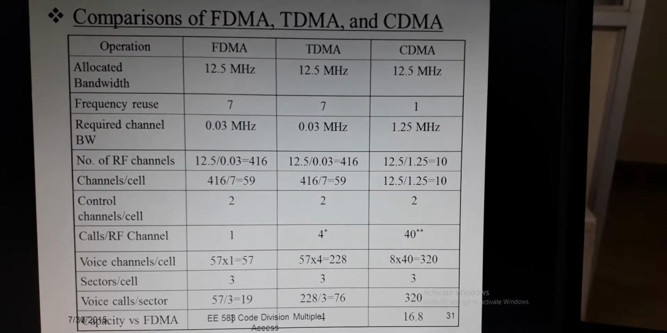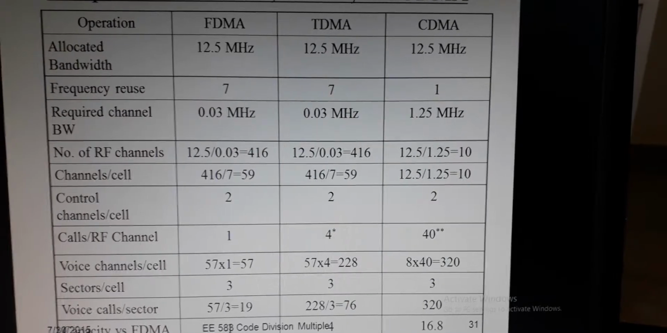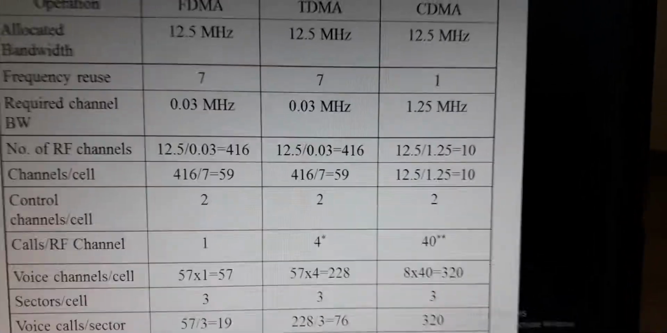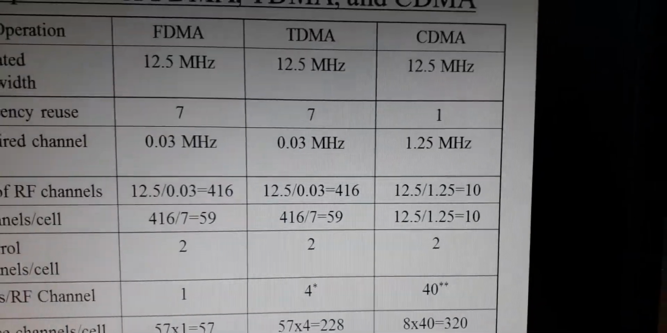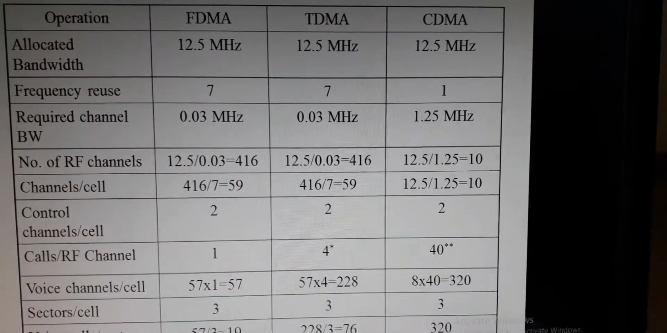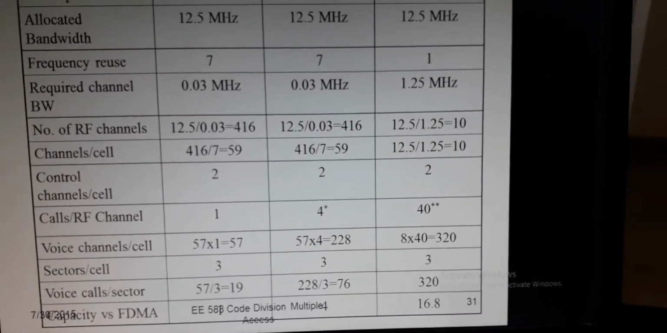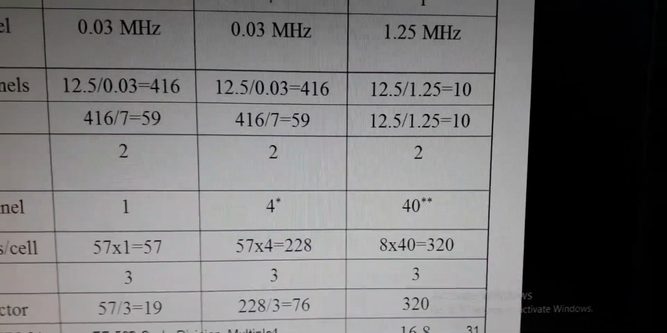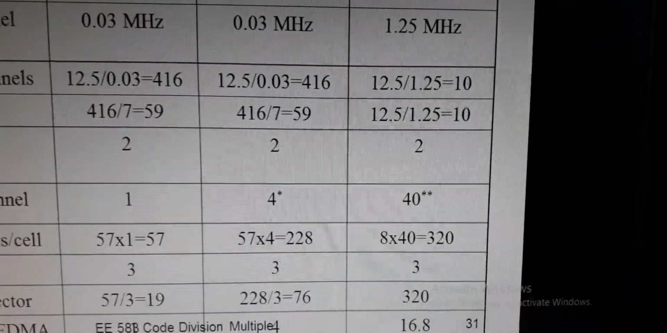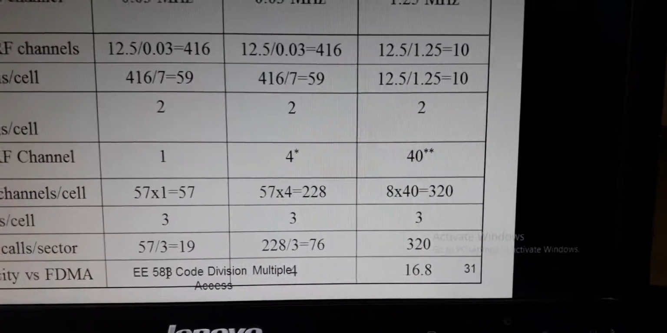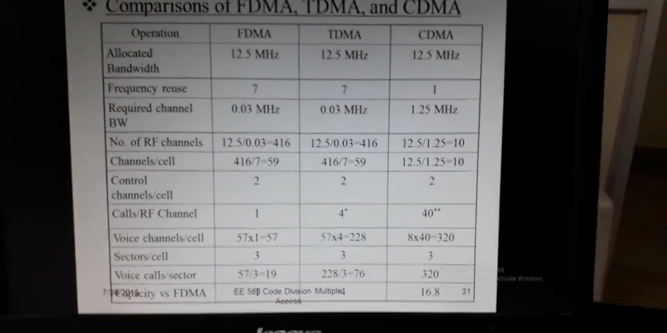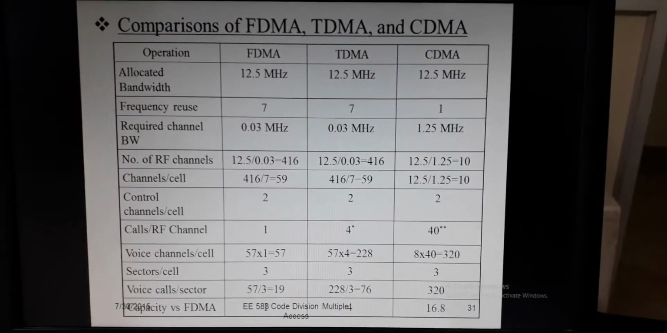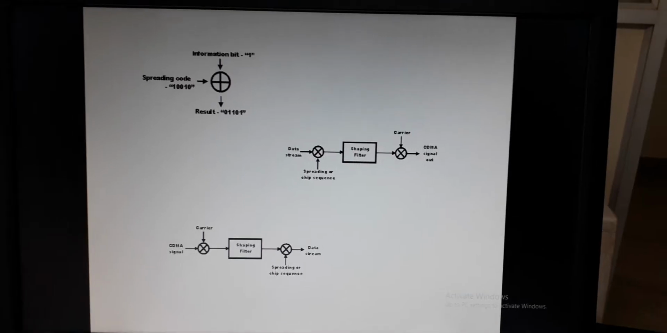Some of the parameters are almost equal. The number of channels per cell may be more in TDMA. Control channels are the same. Voice channels, you can see here in TDMA it is 228, in FDMA 57, but in CDMA it is 320. So there are some advantages in CDMA. In particular, CDMA has more security.